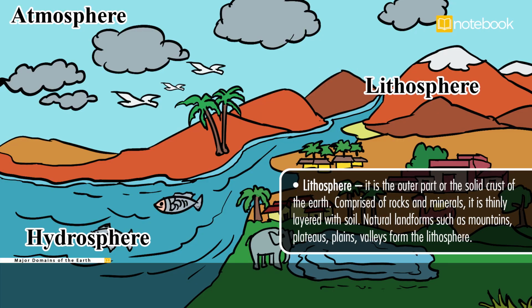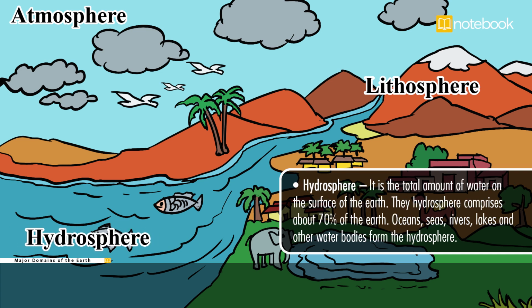Lithosphere. It is the outer part or the solid crust of the Earth, comprised of rocks and minerals. It is thinly layered with soil. Natural landforms such as mountains, plateaus, plains, valleys form the lithosphere.